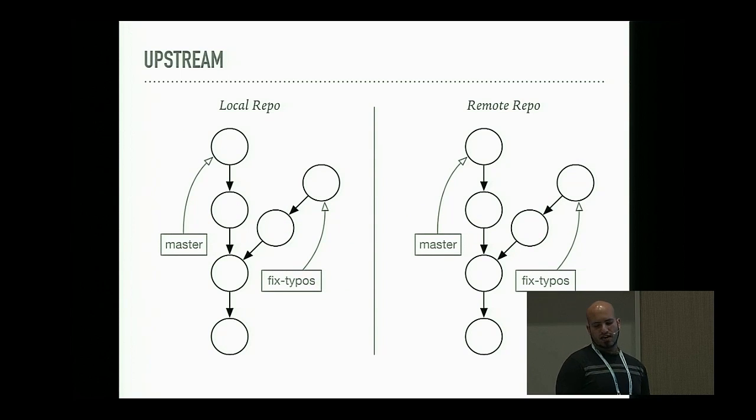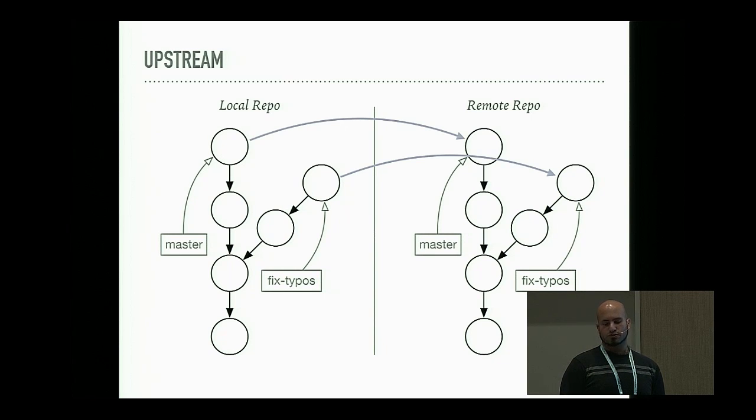So, for example, here's that same repo we were looking at before. You might have your local repo and your remote repo that are identical to each other, but then the upstreams are set up like this. So the fixed typos branch knows that its upstream is also named fixed typos on the remote repo, and the local repo knows that its upstream is also named master. The master branch on the local repo knows its upstream is also named master. Does this make sense to people?